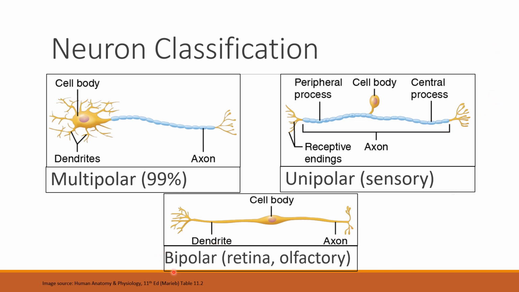And then finally, we have this one here called a bipolar neuron. This is relatively rare in your body. It's basically either in your eye, in the retina, or in your nose, the olfactory, which is the sense of smell. It's very similar to the unipolar, but it's more of a single flow of signal from the dendrite to the cell body to the axon.